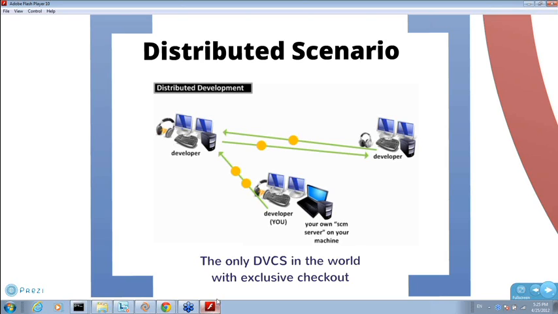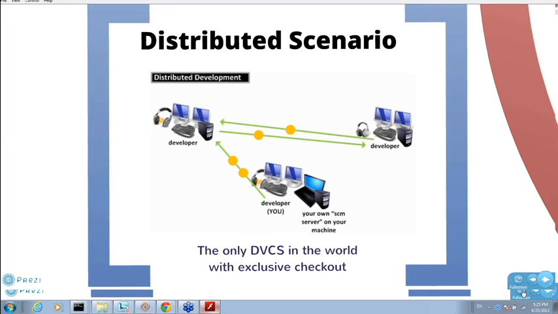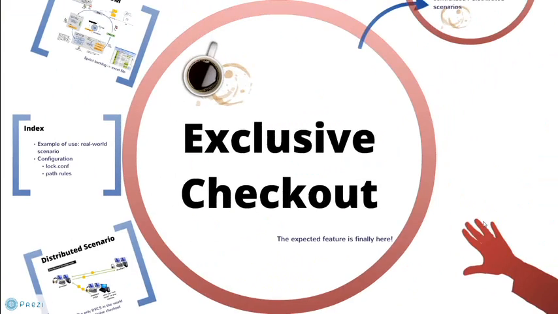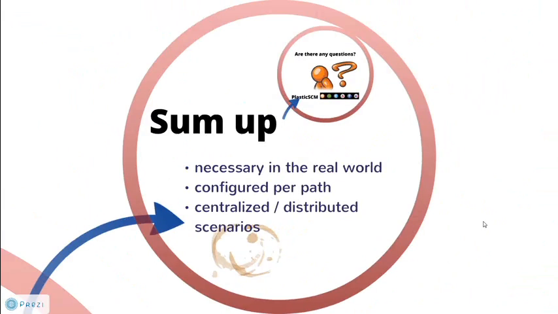Okay, let's sum up. If you don't have any question, we already explained why exclusive checkout is necessary in the real world. For example, for us, we work every day with our backlog file, and we have to use it because we don't want to be all the time asking everybody if someone is modifying that file or using it.